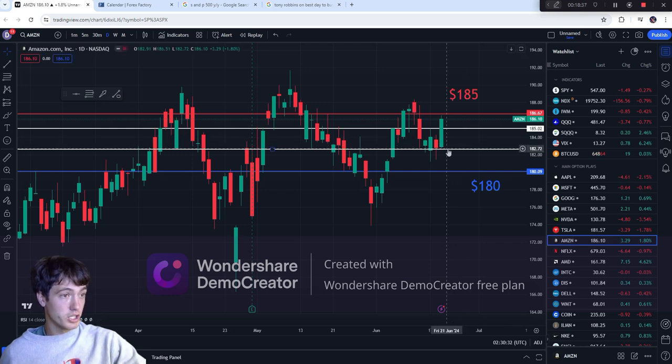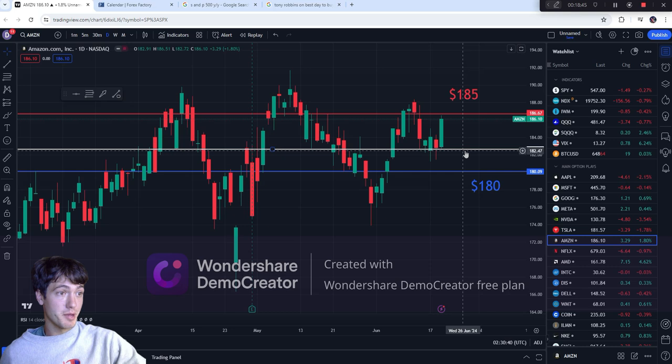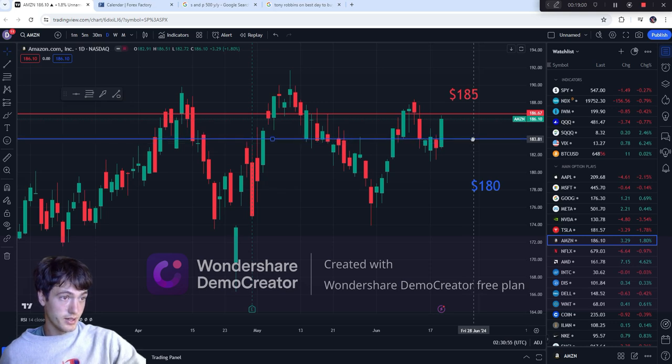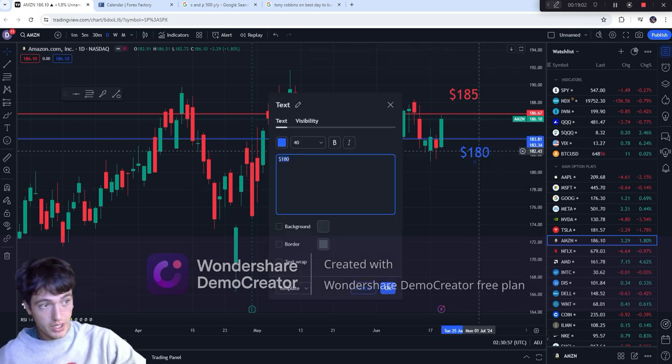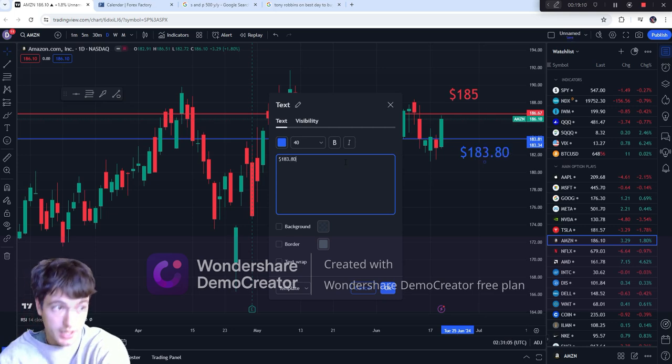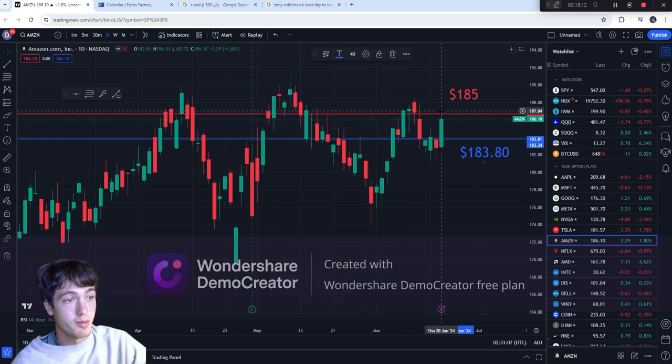Amazon pushing off that target today and then reaching up to our support. So it looks like it had a nice day on Amazon. I'm going to remove that, and then I'm going to move our support up on Amazon to right here, actually right here at 183.80. So 183.80 is a new support on Amazon. 183.80, and then once again watch that support at 185. It hit that today perfectly.